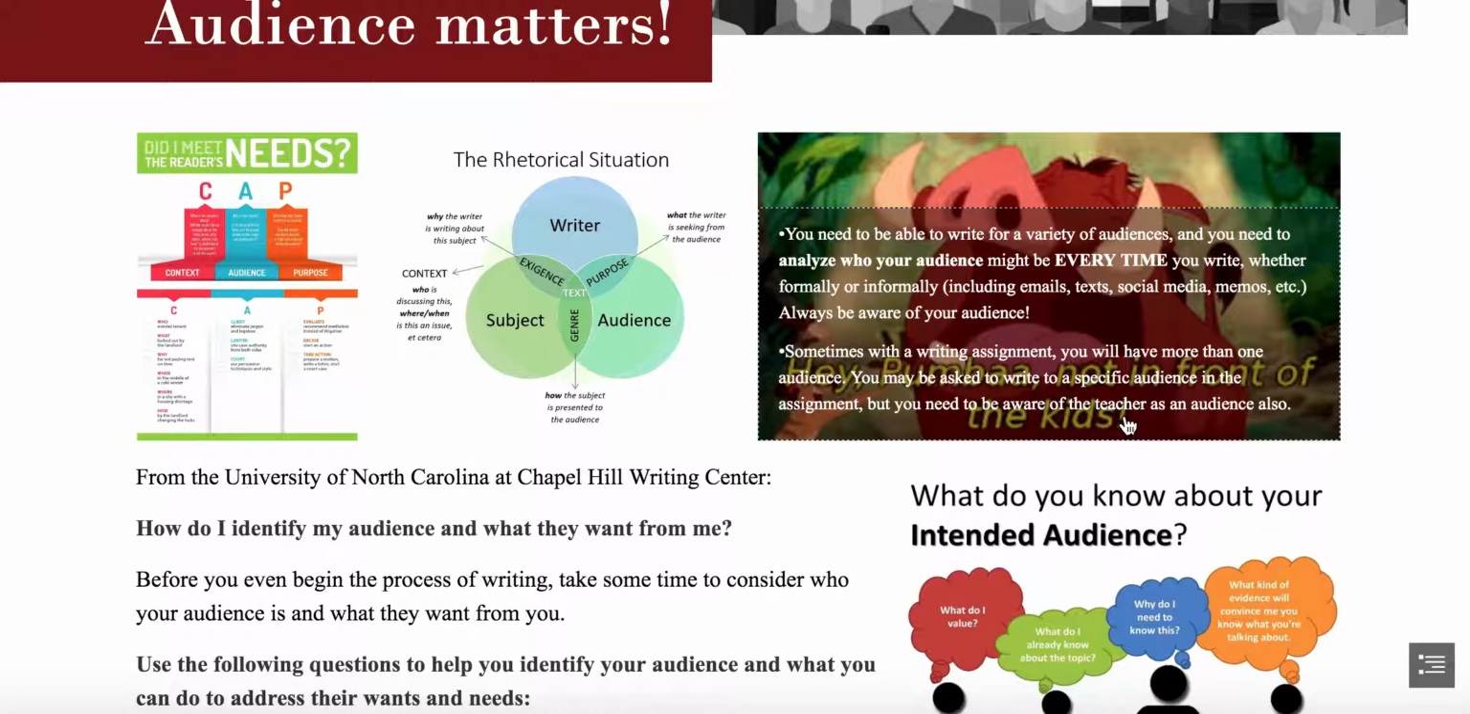I honestly believe that this is one of the keys to world peace. If people were more aware of their audiences before posting or responding to things on social media or news outlets, things like that, I really think we would have more peace in this world.